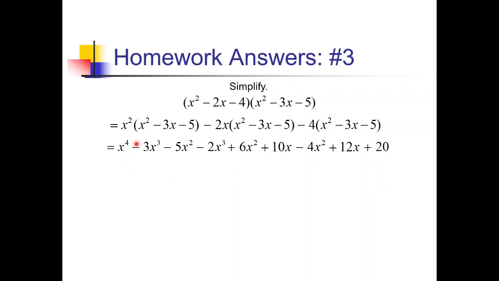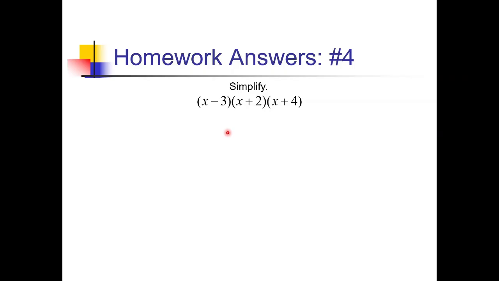There's only one of these x to the fourths, so I'm just going to rewrite that. We have a negative 3x cubed and a negative 2x cubed, and that's it, so that adds up to negative 5x cubed. Next up, we have these squares, so negative 5x squared and 6x squared would give me 1x squared, but we also have this negative 4x squared here. 1 minus 4 gives me negative 3x squared. Now for the x to the first powers, we have a 10x and a 12x, which adds up to 22x. And then finally, this 20, there's no other constant, so that stays the way it is.